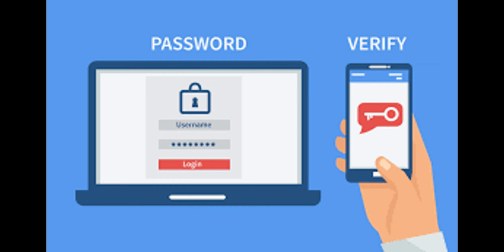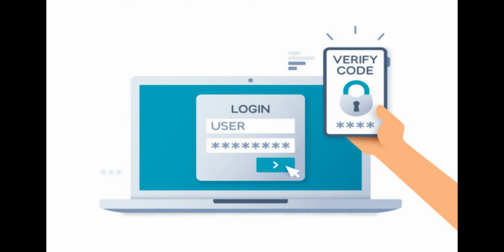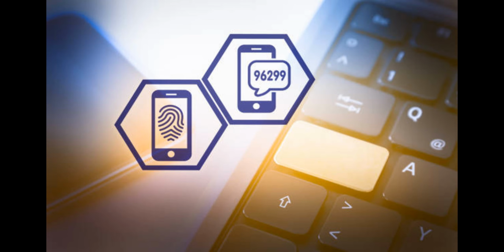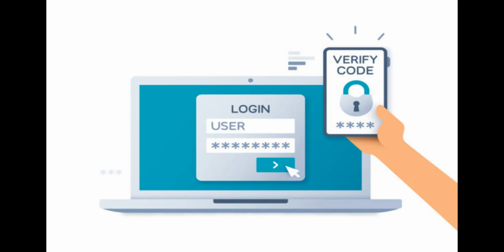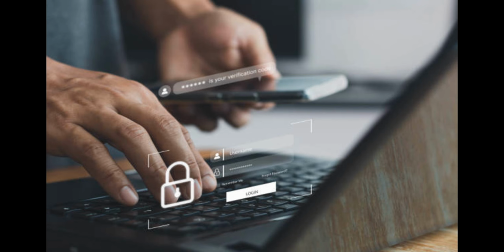Number 1, user inconvenience. Two-factor authentication often involves additional steps for users to access their accounts, such as entering a code from an authentication app or receiving a text message. This can be time-consuming and frustrating for some users, particularly when they are in a hurry or have limited access to their devices.